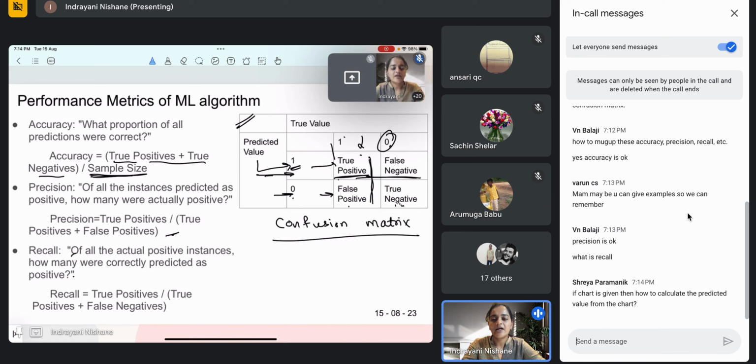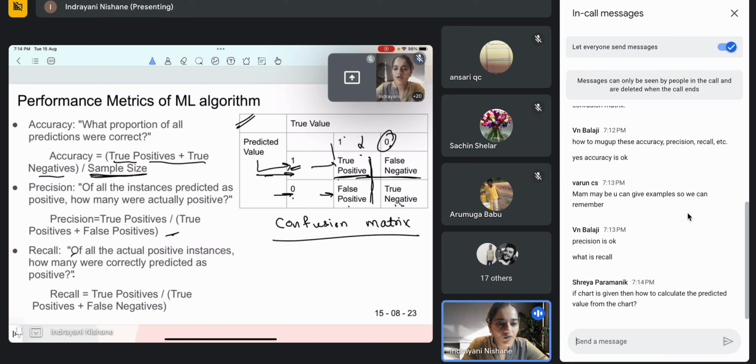And then recall is, out of all the predicted values, how many are recalled from the actual labels of the ML algorithm, the training labels, how many are actually recalled correctly. So everywhere we are considering the true positives. True positives out of prediction is recall, and true positives out of actual positives is precision.